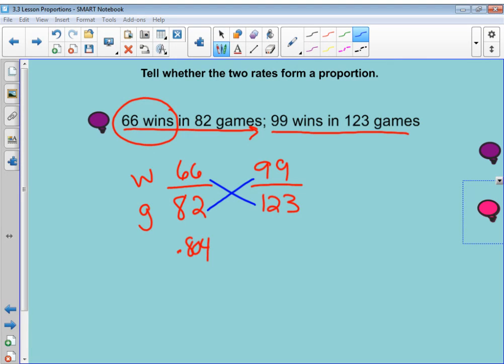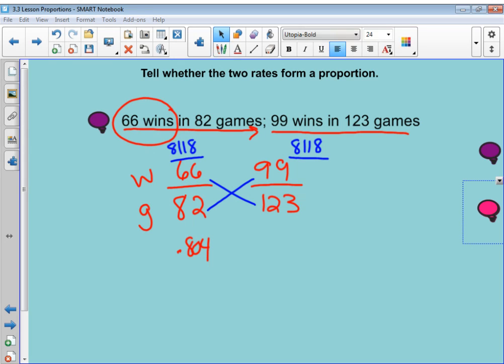So if I do 123 times 66, it's going to give me 8,118. Okay, if I do 82 times 99, I did get the exact same answer. To me, it's just easier to compare this versus those really long decimal numbers. Even though the first 3 digits were the same, you never know if you get a long decimal number, if it changes further back, unless you write it all down, and that's kind of time consuming.